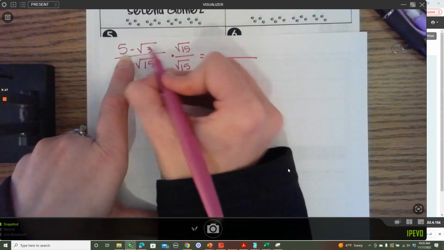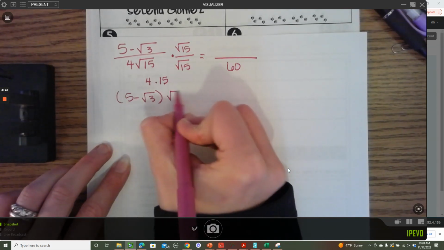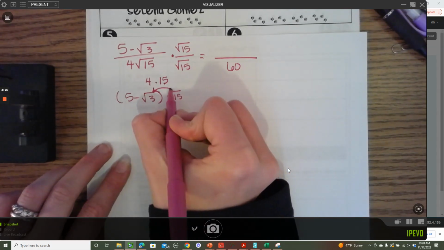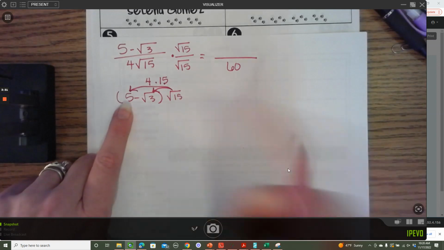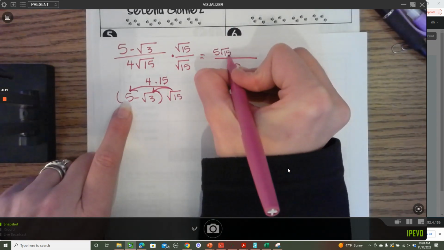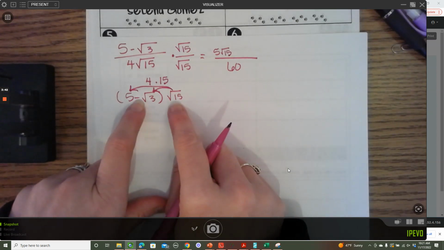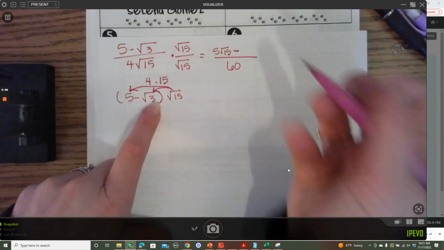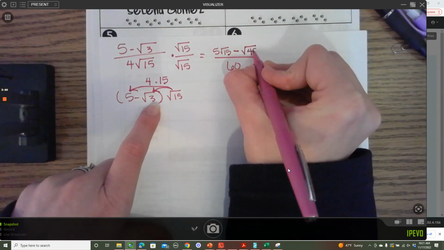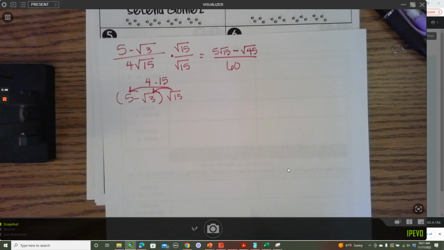Okay, this is a binomial times the square root of 15, which means I have to distribute this square root of 15 out. I got to multiply it by each piece. So 5 times the square root of 15, just smush them together. If it's a number and a radical, just smush them together. Here, we know it's going to be negative because that negative's out in front. Multiply what's underneath together. 3 times 15 is 45. Is there anything that will simplify down?